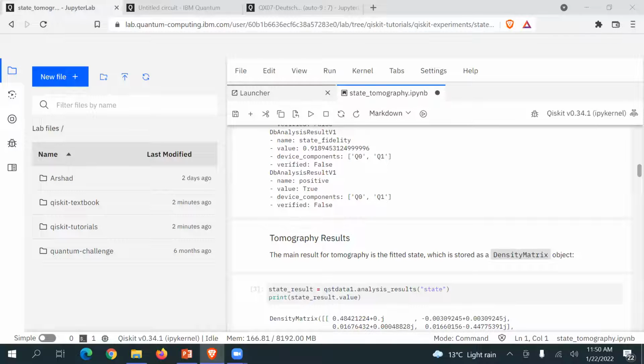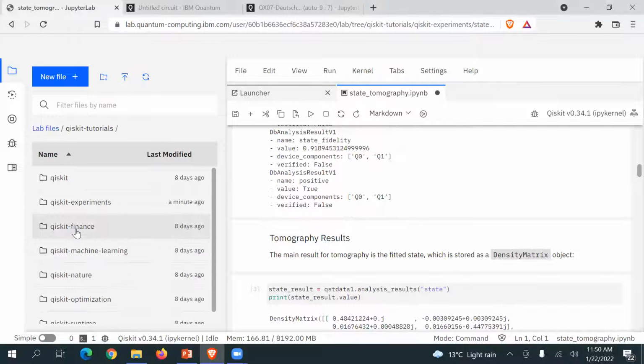Arshad, there is another question from the chat window. Where can we find the code for Shor's and Grover's algorithm? It's available in Qiskit, I think. Let me show you, in the Qiskit channel.